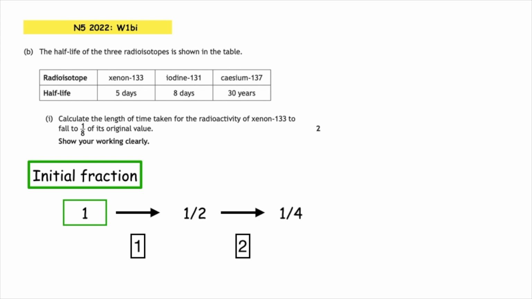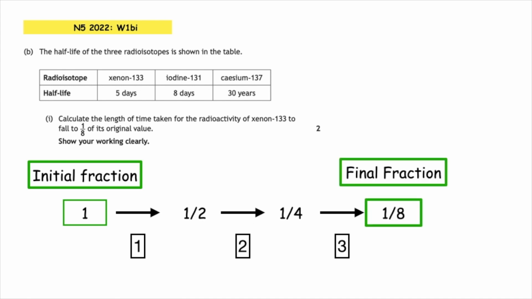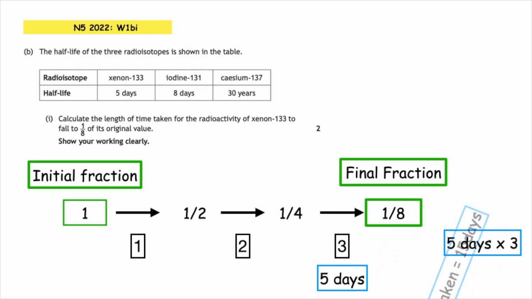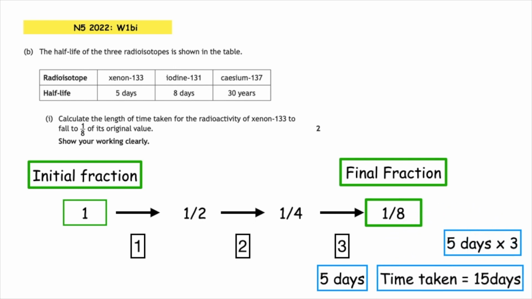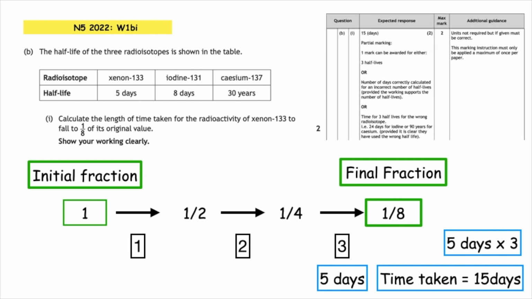Now, for every arrow given, that will tell us how many half-lives there are. There are 3 arrows, which tells us we have 3 half-lives. From the table given, we can see that for xenon 133, the length of one half-life is 5 days. So we do 5 days times 3, which will give us a total time of 15 days.